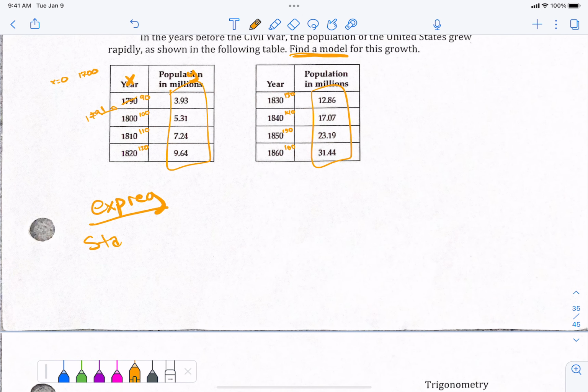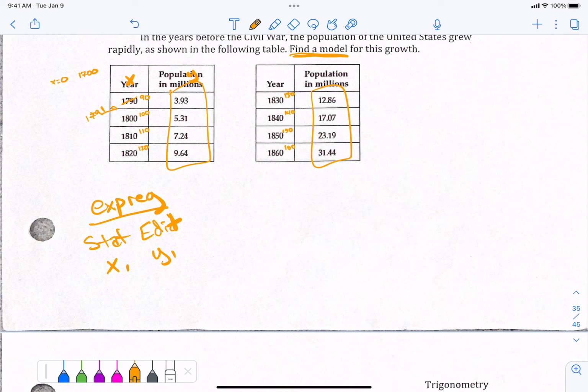Stat edit. Hit the stat button, and you go over to, or it's already on edit, so stat edit, okay? And you're going to type all those in. So start typing your x's in. This is like x1, y1, whatever. Here are your x's, here are your y's, and then you'll get all those in there.